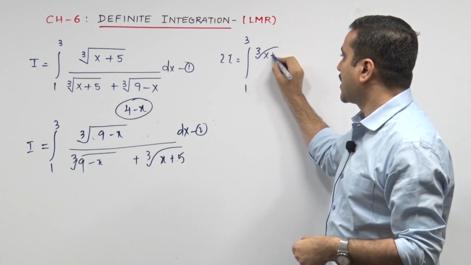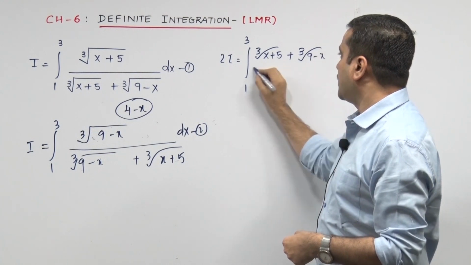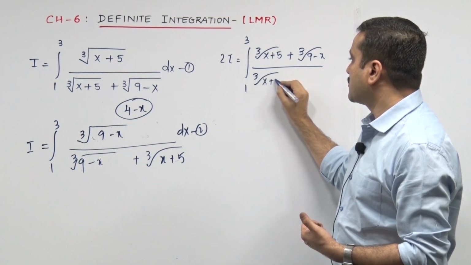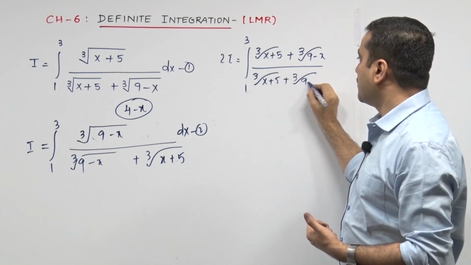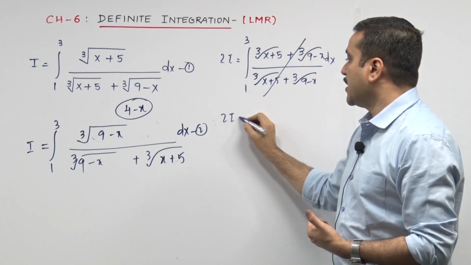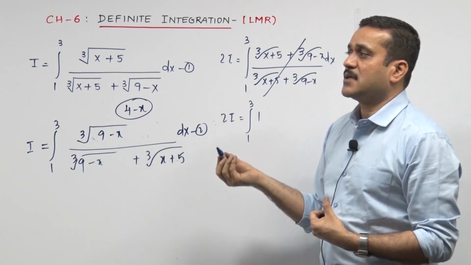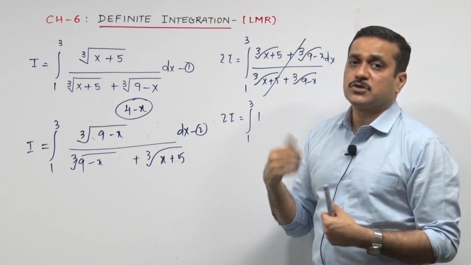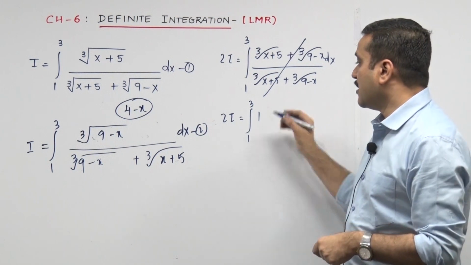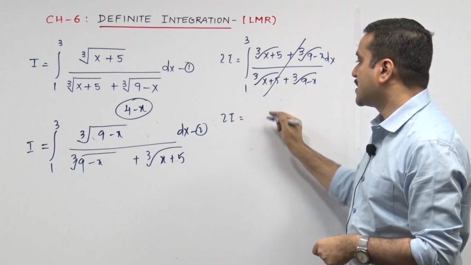So cube root of x plus 5, adding the numerators, plus cube root of 9 minus x, upon the denominator of your choice, both are same. So I keep it cube root of x plus 5 plus cube root. You are seeing the magic over here right now. Now it gets cut. You are left with 1. So 2i, you are integrating now only 1. At one point when you started the sum, you didn't even know the first step of how to solve it. And ultimately by the property, you have brought it down to integrating only 1 dx.